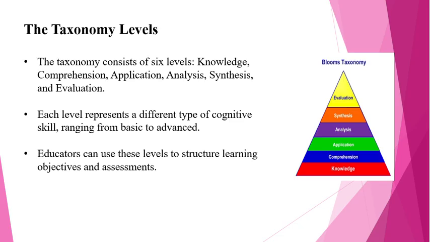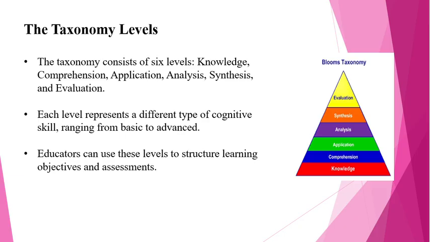Now, what basically are the taxonomy levels? The taxonomy consists of 6 levels. Number 1, knowledge. Number 2, comprehension. Number 3, application. Number 4, analysis. Number 5, synthesis. And number 6 is evaluation. Each level represents a different type of cognitive skill ranging from the basic to advanced level.